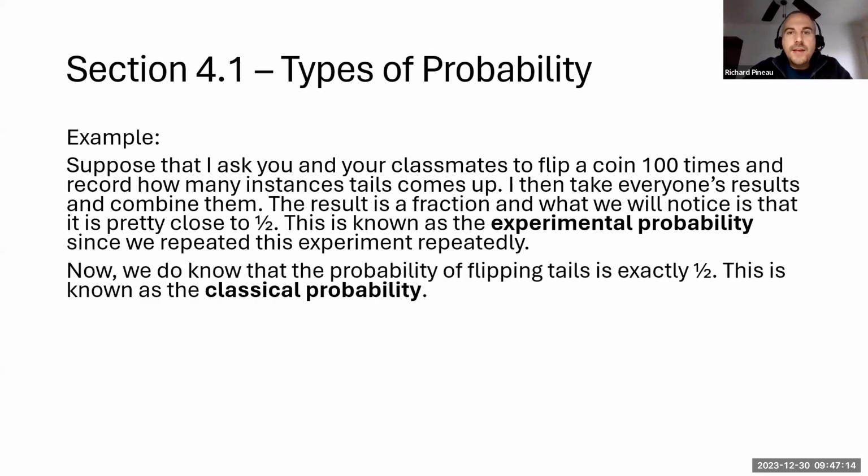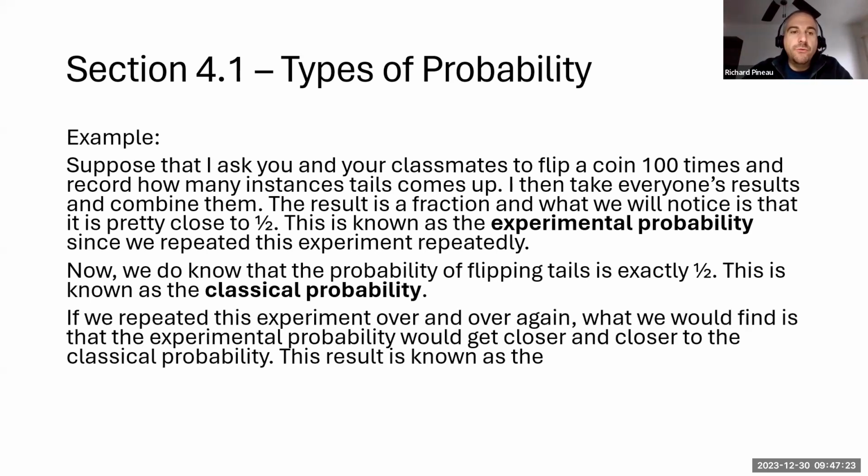Now, we do know that the probability of flipping tails is exactly 1/2, as we talked about a few moments ago. So that again is known as the classical probability, the one that most people are familiar with. Now, in this instance of repeating this experiment, flipping that coin over and over again many, many times and counting the number of tails, what we're noticing is that the experimental probability, that fraction, is getting close to 1/2, is getting close to the classical probability. That's a phenomenon known as the law of large numbers.